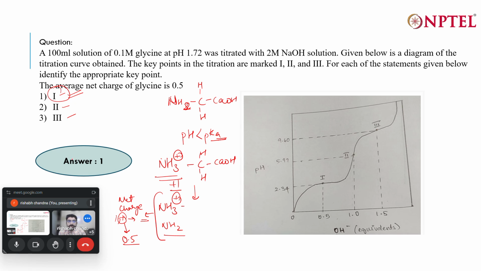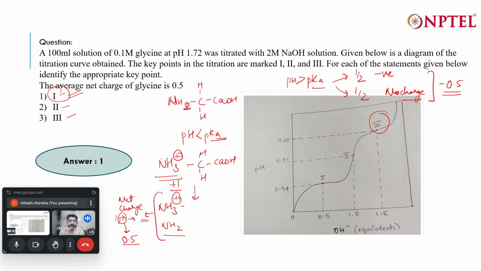Okay, so is the explanation fine? Yes, sir. And consecutively at the third position, in that case the pH would be greater than the pKa value. So half of the molecules would have a net negative charge, and half of the molecules would have no charge. So the total charge on the glycine molecules at position 3 would be minus 0.5.